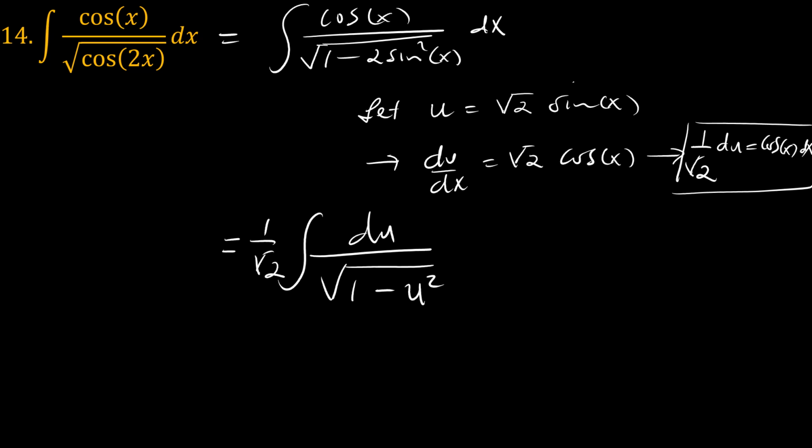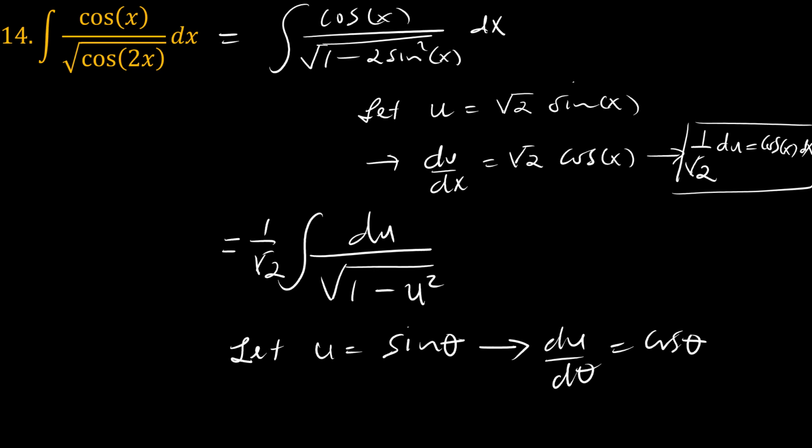Okay, now we can come back and say let u be equal to sine theta, and that means that du d theta is equal to cosine of theta, and so du can be used to substitute for cosine theta d theta.